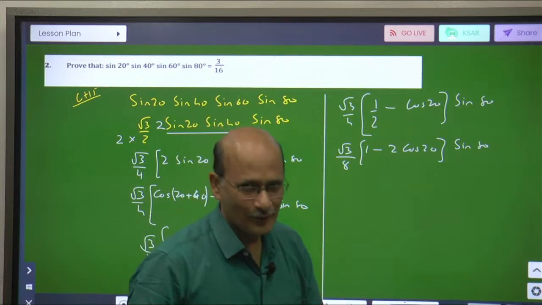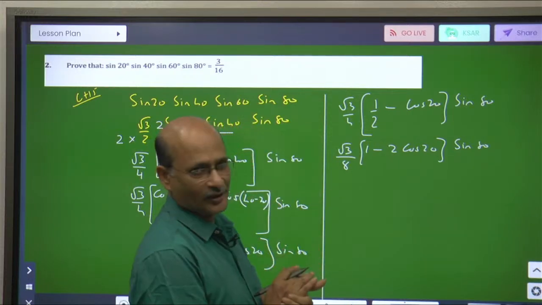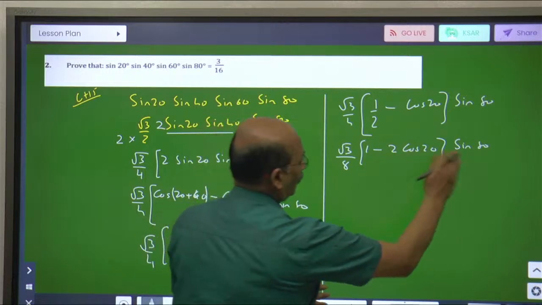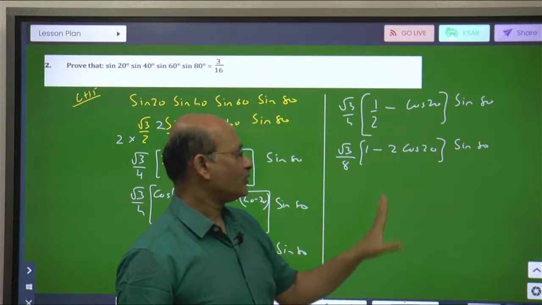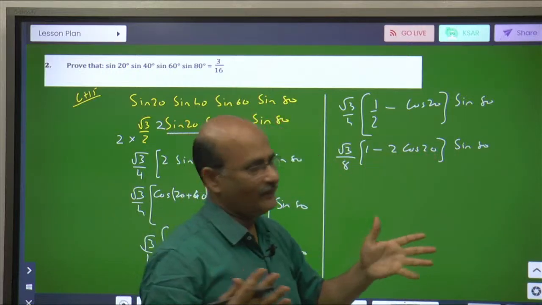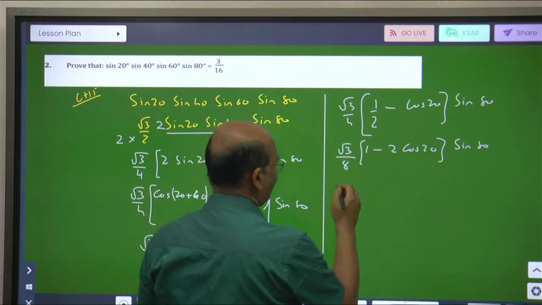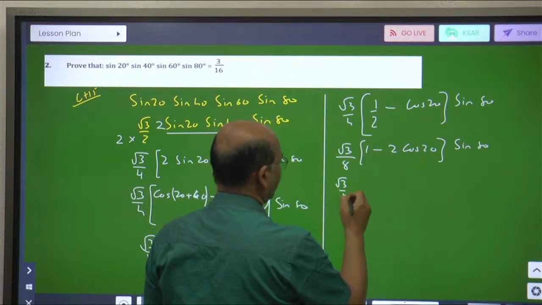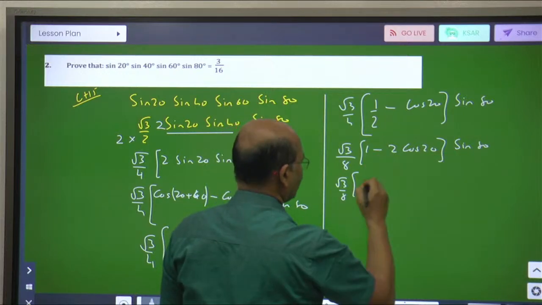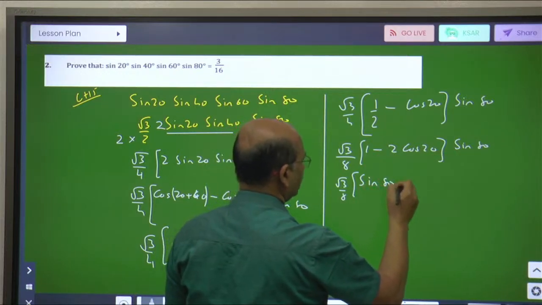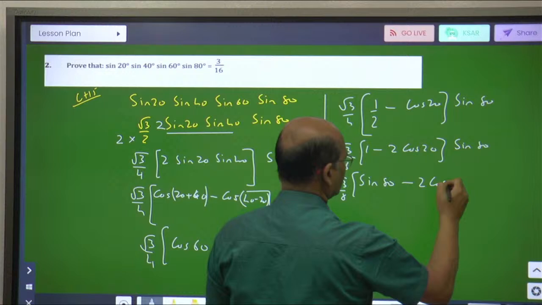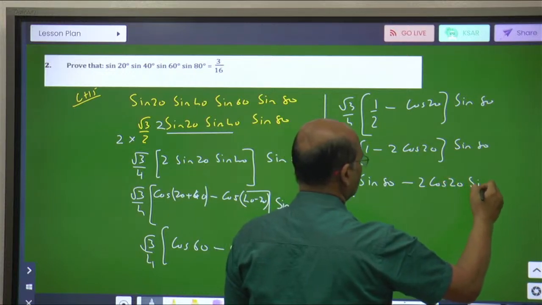Now once you finish with this, my job is over. I mean to say not over. There is a problem. What is the problem? I tell you. Open the bracket. There is no other option I can do. Think about simplification except opening the bracket. So what will happen now? Root 3 upon 8. 1 into sin 80 is sin 80 minus 2 cos 20 sin 80.